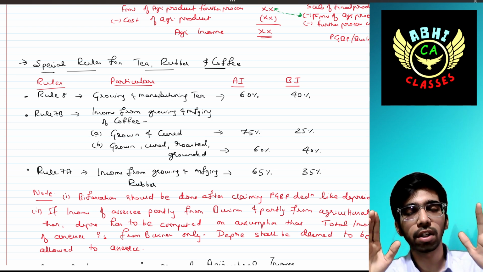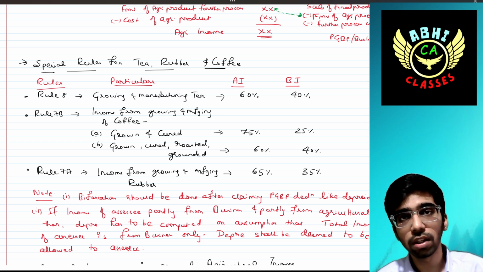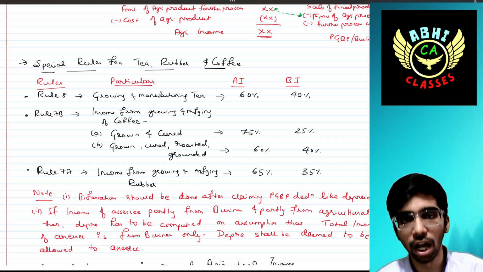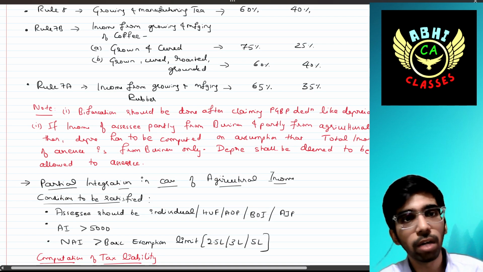So how to remember these percentages? Wherever the highest rate is given, that should be agriculture income. You can see the agriculture income portion is very high: 60, 75, 60, 65. The business income is 40, 25, 40, 35. Simple. This can be asked in multiple questions.